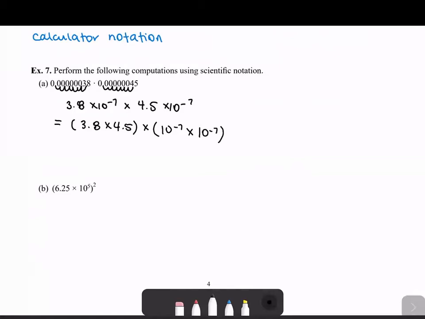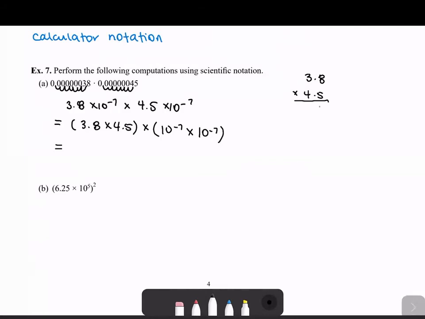So we move those to be together. Now we want to know this first product of 3.8 and 4.5. Remember that to multiply these, we write them vertically, 3.8, 4.5, lining them up on the right. And then we just multiply them like they were whole numbers.